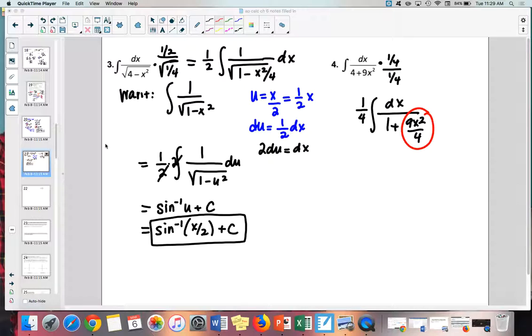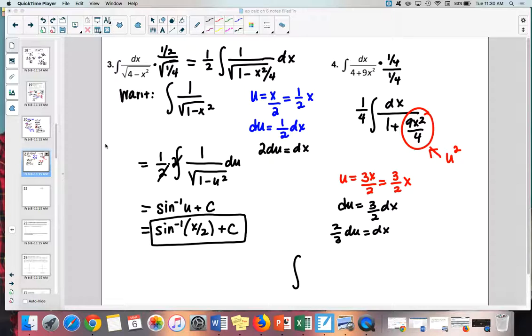So this part right here needs to be your u squared. So what did you guys let your u be? 3x over 2, which is 3 over 2 x. So then du is going to be 3 over 2 dx. So we're going to gain a 2/3 out front.